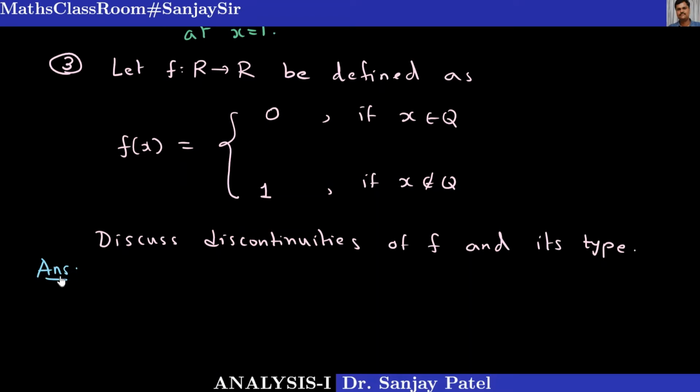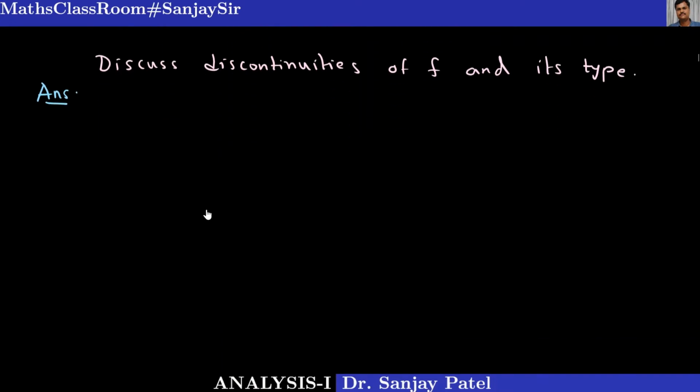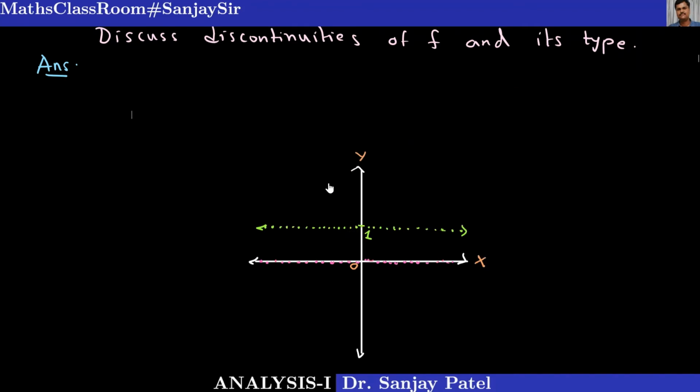So first of all, it is good to see the graph of this function. Remember, whenever x is a rational number, the value of the function is 0, and for irrational numbers, the value of the function is 1. So it seems that it is very badly discontinuous. You can see from the graph. This is a very simple graph.